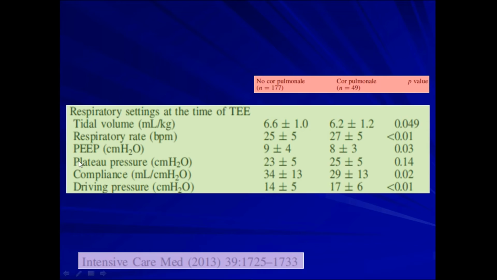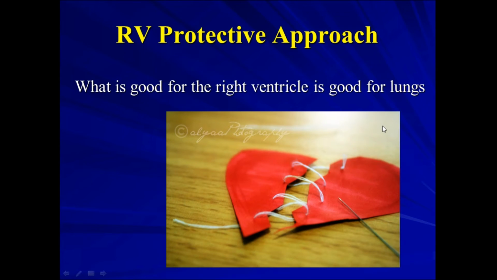Plateau pressure, we think that plateau pressure should be higher in the patients with cor pulmonale. It's 25 versus 23 without cor pulmonale, but it's not significant. So the thing that is significant is the driving pressure. Here in the no cor pulmonale group it was 14 and it was 17 in the cor pulmonale group. So driving pressure was more important than plateau pressure in developing cor pulmonale in these patients. So instead of talking about lung protective strategies, I would like to talk about a right ventricular protective approach. What's good for the right ventricle is good for lungs.